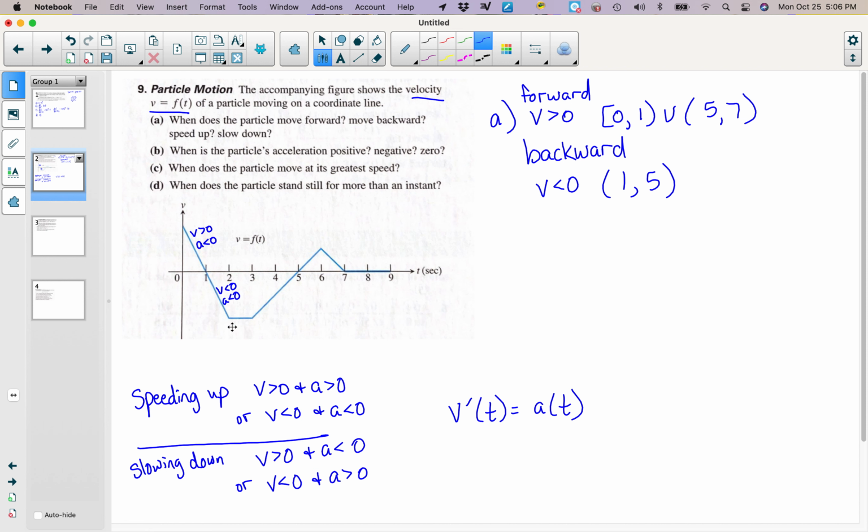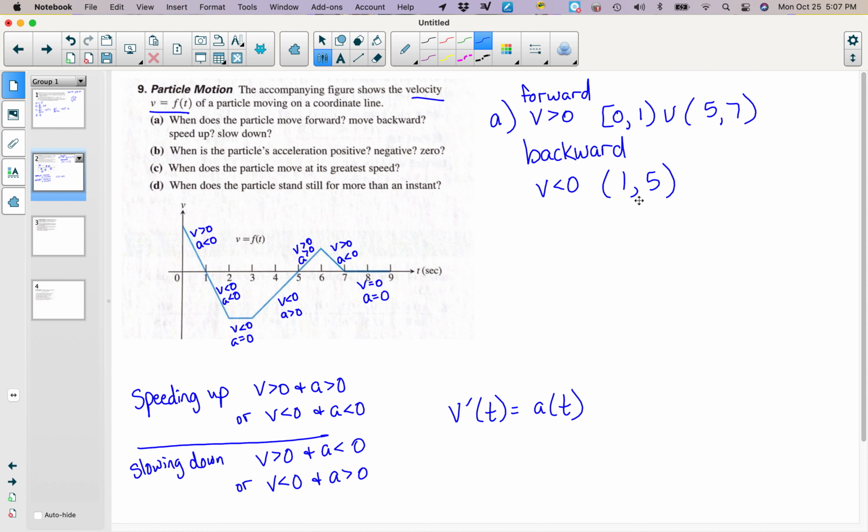From 2 to 3, the velocity is negative. The acceleration is 0 because I have a 0 slope. From 3 to 5, the velocity is still negative. Acceleration is positive because notice I have a positive slope on this line piece here. From 5 to 6, the velocity is positive and the acceleration is positive. From 6 to 7, the velocity is positive, acceleration is negative. And from 7 to 9, the velocity is 0 and the acceleration is 0.